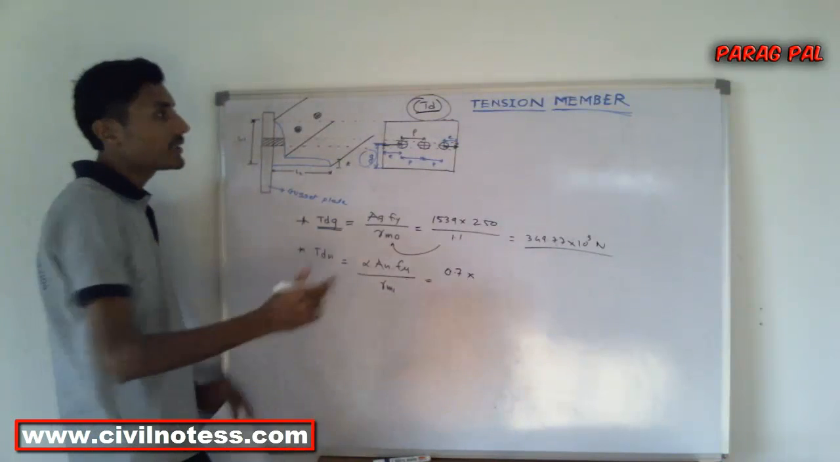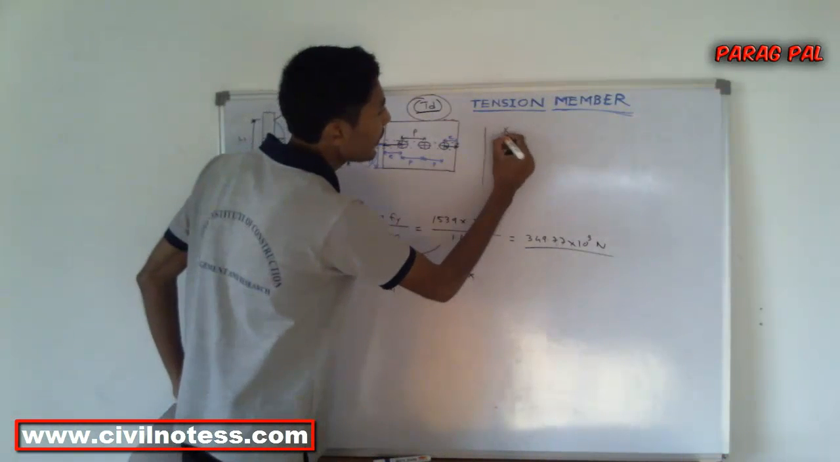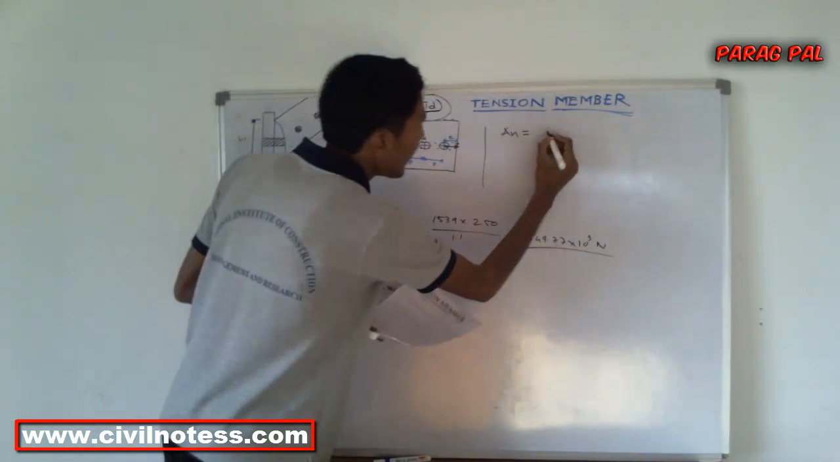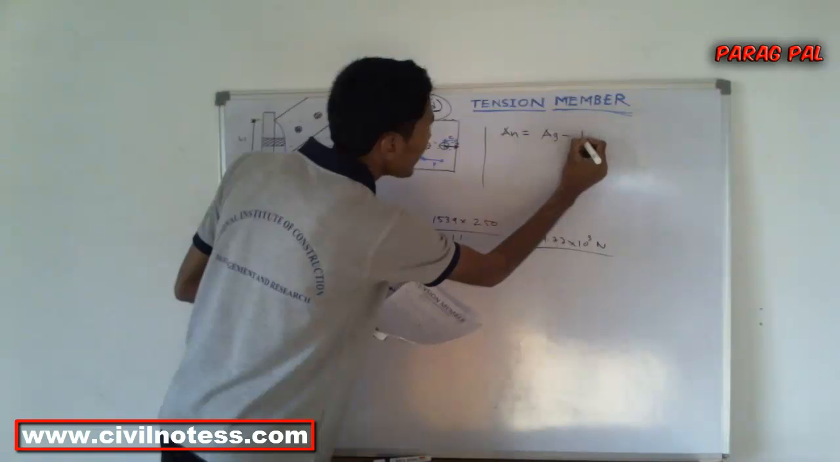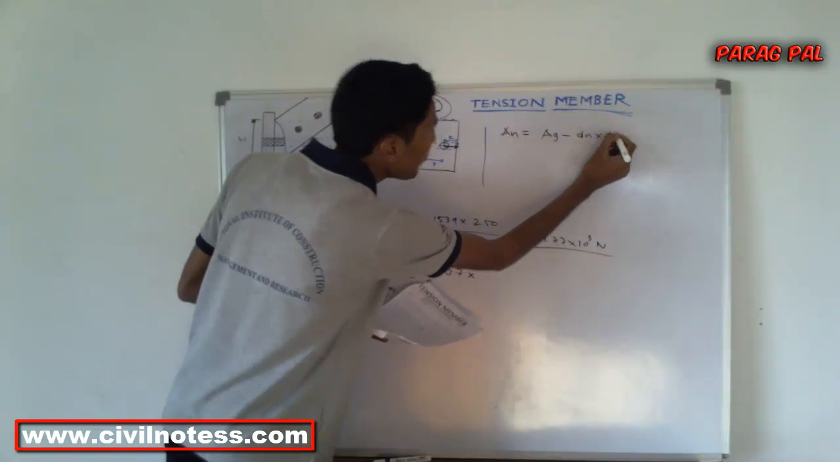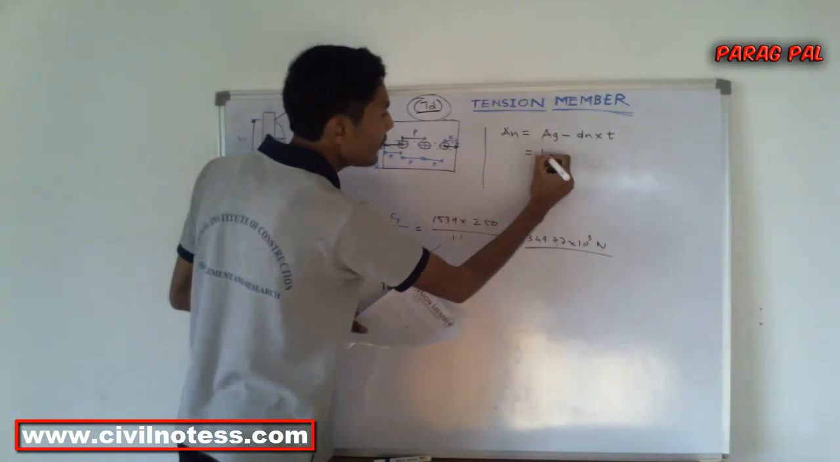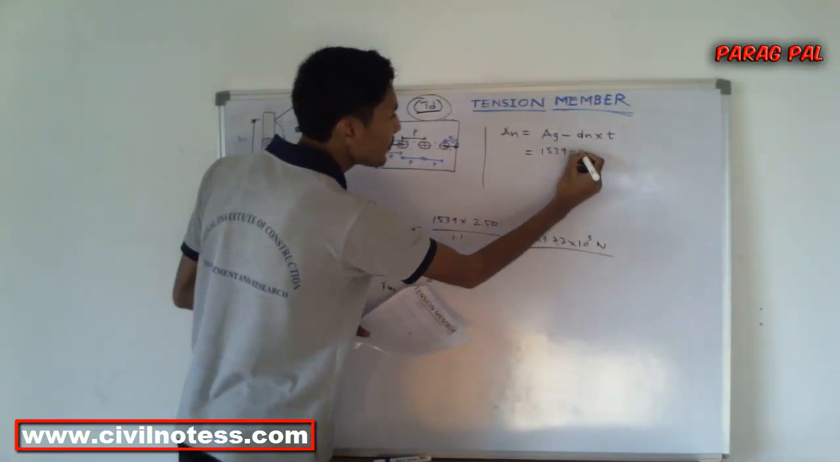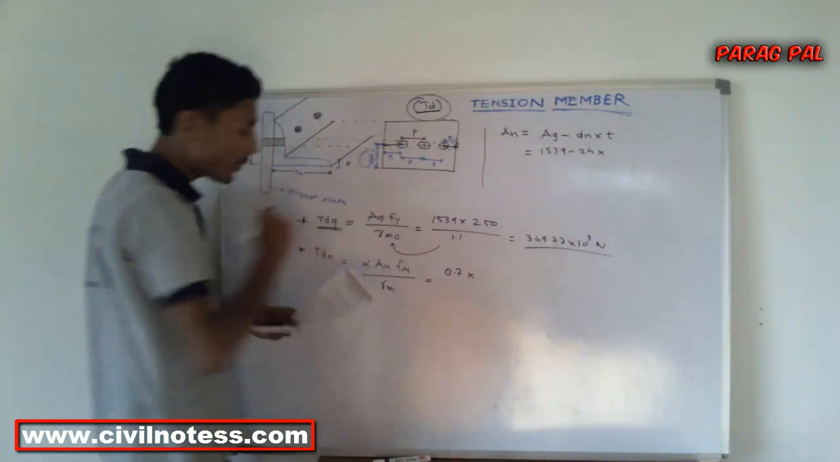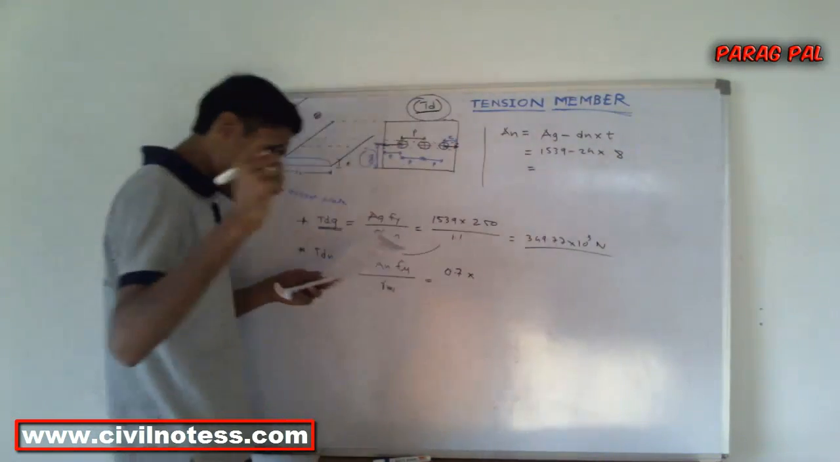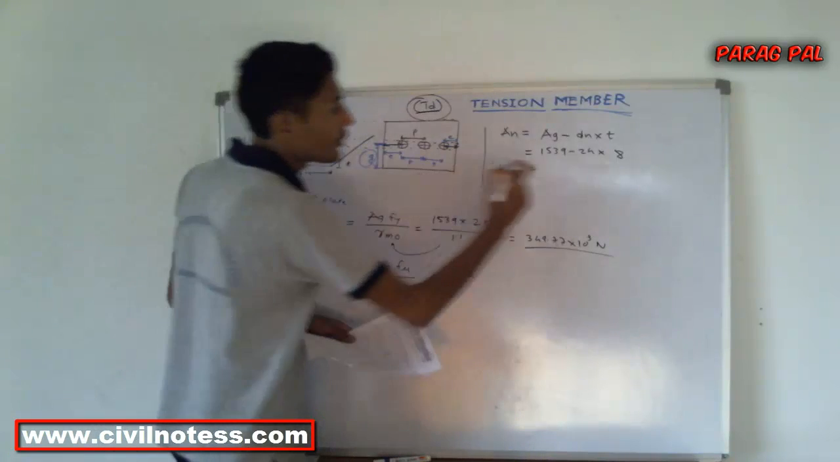How is the net area calculated? You have to just see over here. The net area is calculated like this: from the gross area, subtract the net diameter of the bolt times the thickness. So Ag is 1539 minus 24 into the thickness, which is given as 8 mm. So we get the net area as 1347 mm square.